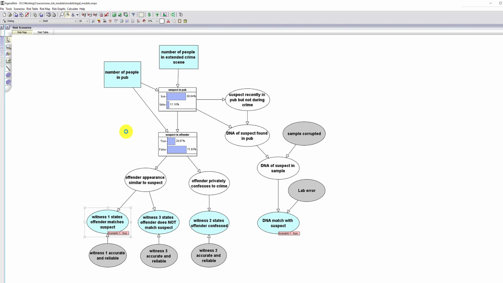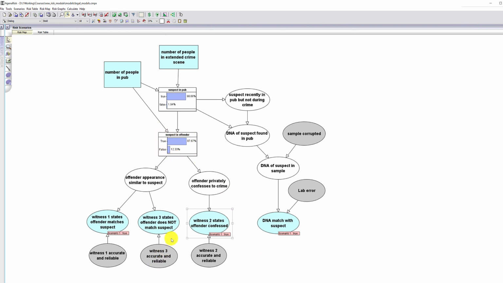Then a second witness says that he heard the offender confess while in jail on remand. So we'll enter that evidence here and run the model again. This makes the probability of guilt quite likely.